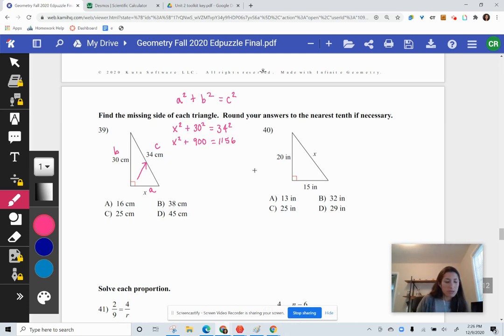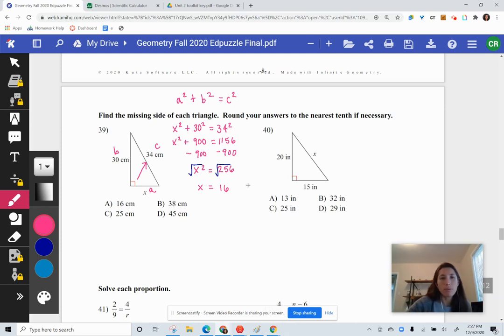Now we're getting x squared by itself. So that means we're going to need to subtract that 900 on both sides. And when we do that, we're going to get x squared is equal to 256. Now, the only way to undo something that's being squared is to square root it. So the square root of x squared is x, and the square root of 256 is 16. 16 times 16 is 256.